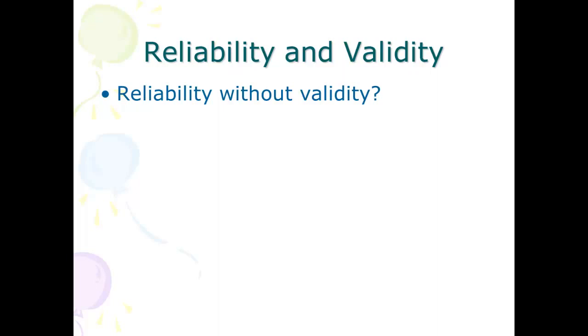But it doesn't work the same way in the other direction. In other words, you can't be accurate if you're not consistent. If scores bounce around a lot from time to time, or item to item, or rater to rater, how do you know if your score, the one that you actually got from your applicant, is accurate? So we need reliability to even have a chance at validity, but essentially we need both in order to trust the scores that we get.